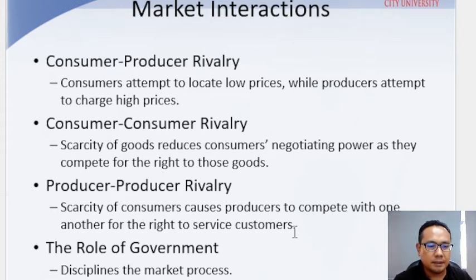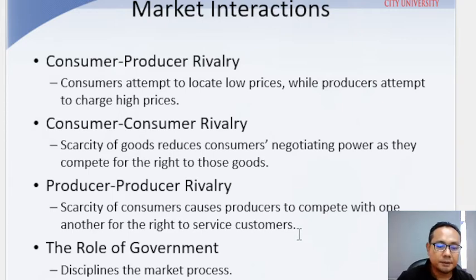Then producer rivalry: the scarcity of consumers causes producers to compete with one another for the right to service the consumer, the customer. One very simple and good example is the gas station, or petrol station. Same price, almost the same location. So producers must compete with one another for the right to serve the customer.